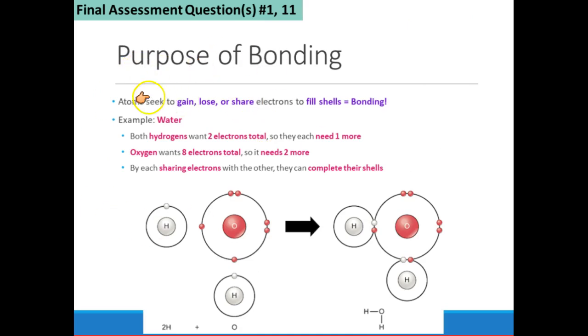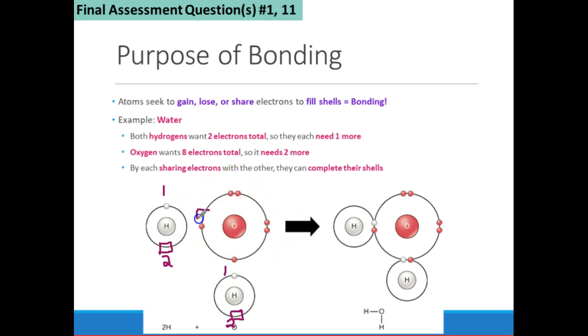Again, the whole reason that we do this is because we're trying to fill those shells. By gaining, losing, or sharing electrons, we can fill those shells, which is why atoms want to bond in the first place. Water is a great example of this. Remember, hydrogens are tiny, so hydrogens would like to have 2 electrons on their shells. However, you can see right here that currently hydrogen is missing its second one, right? It doesn't have a second one right here. Same thing with oxygen. Oxygen can have 8, right? So it has 6 right now.